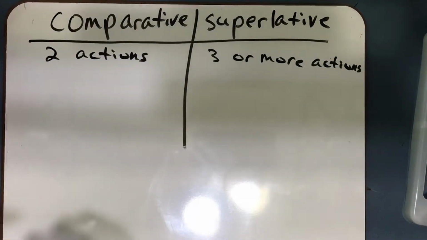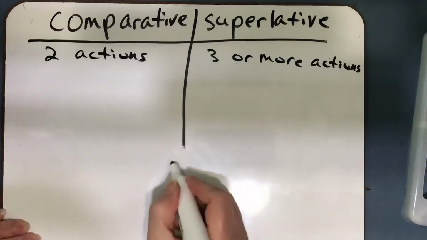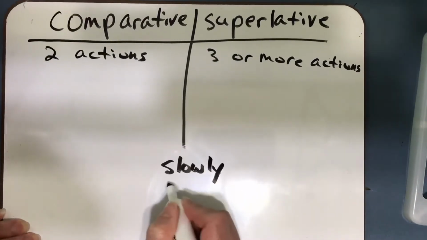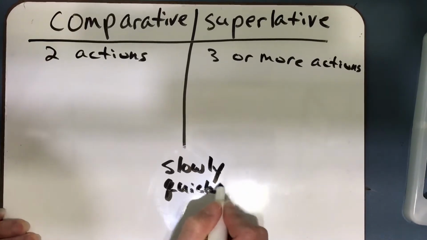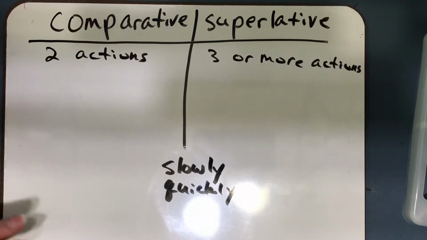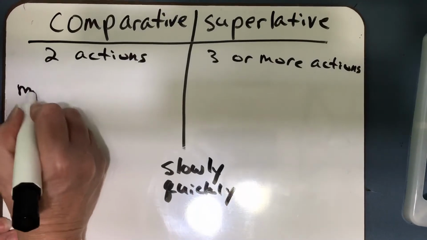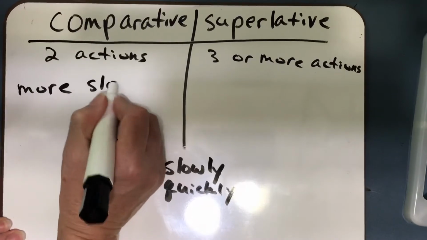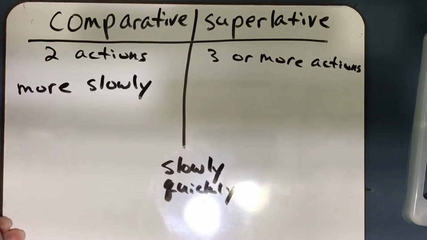Okay. Most adverbs that tell how end in ly, like slowly, quickly, are two that we're going to work on, slowly and quickly. Okay, so let's take the adverb slowly. We can say that a turtle moves more slowly than a cheetah. More slowly. Because I'm comparing the way a cheetah moves and a turtle moves.